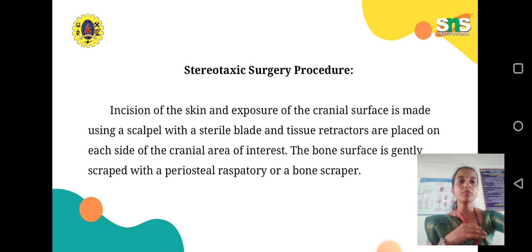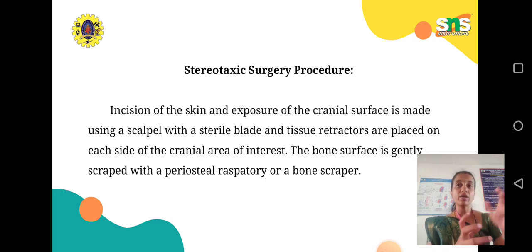Next is how the procedure takes place. In the stereotactic surgery procedure, an incision of the skin and exposure of the cranial surface is made using a scalpel with a sterile blade, and tissue retractors are placed on each side of the area of interest. The bone surface is gently scraped with a periosteal raspatory or a bone scraper.